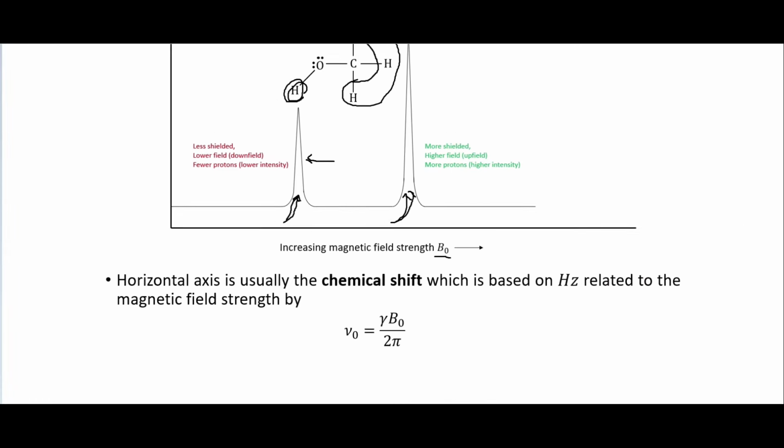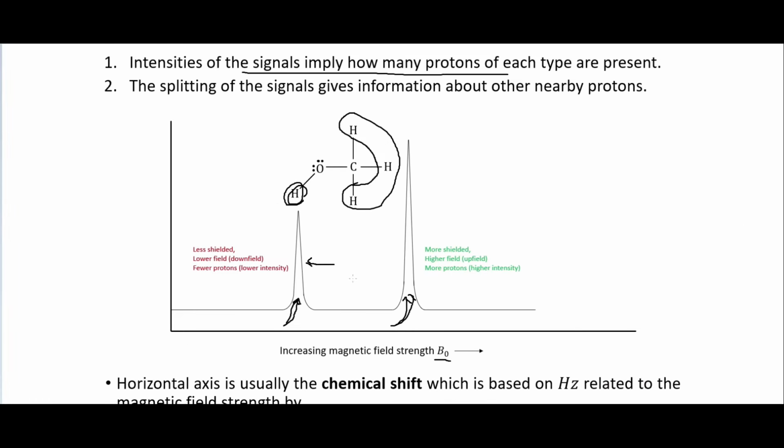And so the thing that is de-shielded will show up to the left because it shows up at the weaker magnetic field, where these ones here that are not bound to the highly electronegative oxygen are going to be more shielded, and therefore will require a stronger B sub naught to actually show up in our spectrum here. And so we say that these 3 hydrogens here are more shielded. We say that they are higher field or up field, and they have more protons, so they have a higher intensity.